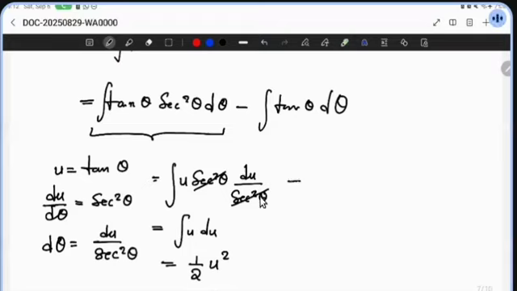The second part is the integral of tan. What will be the integral of tan?